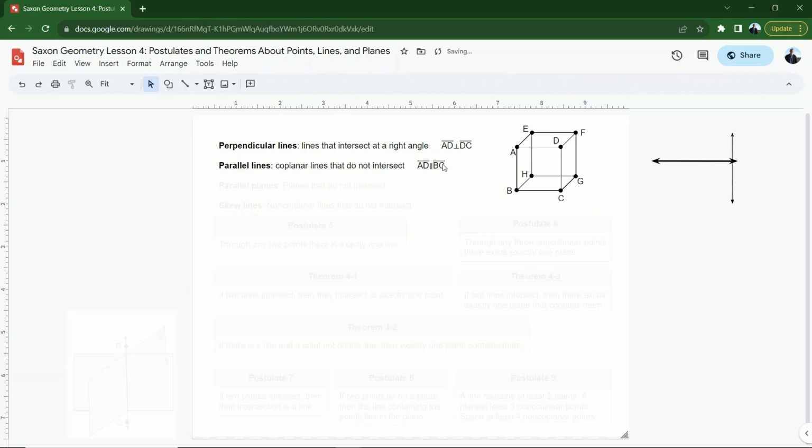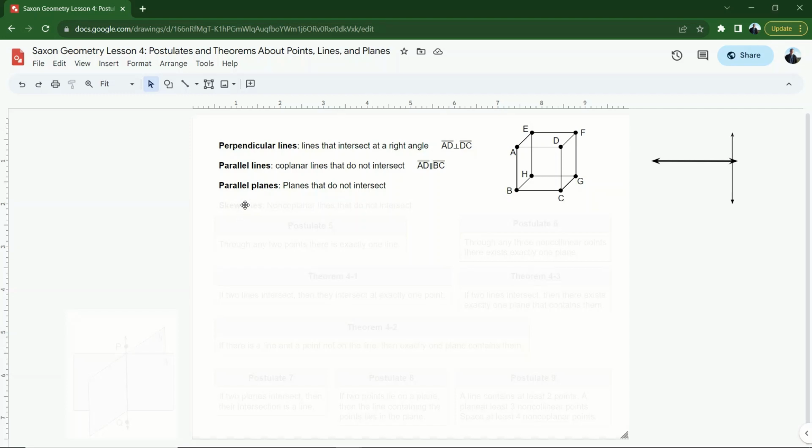This would be the notation for parallel lines. AD is parallel to BC. And again, that could be line AD or segment AD being parallel to segment BC or line BC. All right, parallel planes are planes that do not intersect. I don't need any other language there because if planes do intersect, they're not parallel. And if planes don't intersect, they're automatically parallel planes.